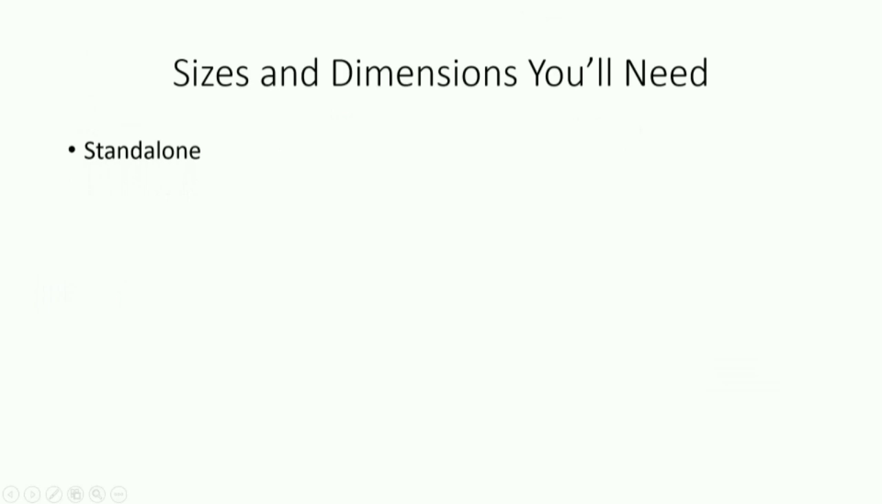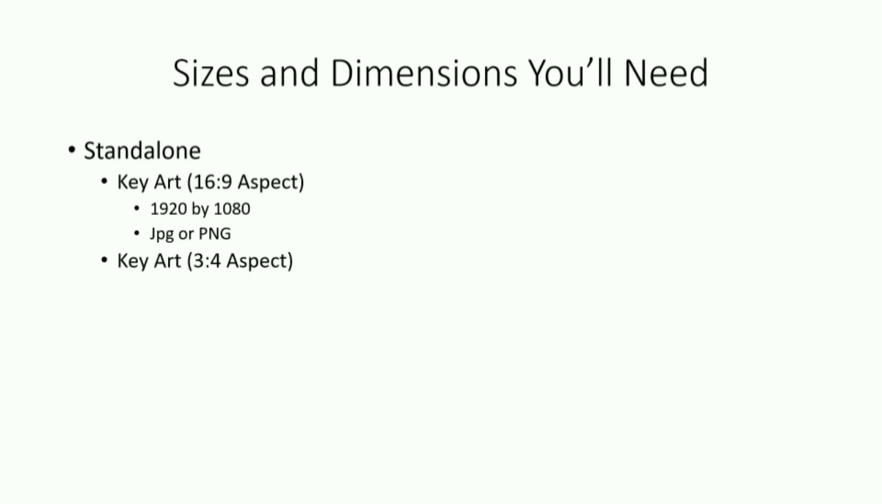Now for the standalone videos, the key art will have a 16 by 9 aspect ratio. It'll need to be 1920 by 1080, JPEG or PNG. Now you'll also have another key art piece. This time though, it'll be 3 by 4 aspect ratio, so not 4 by 3. That means then that the art will be 1200 by 1600. And again, you want to pay attention to that. It's a little different than the other size. That'll also need to be JPEG or PNG.